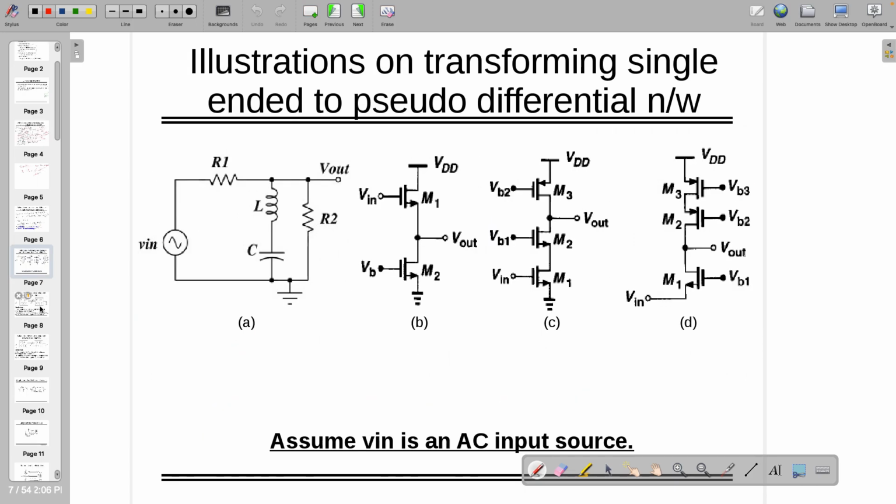This is okay. So these are some of the circuits which we need to convert to pseudo differential networks. Please try. Let me know. Convert it to pseudo differential.